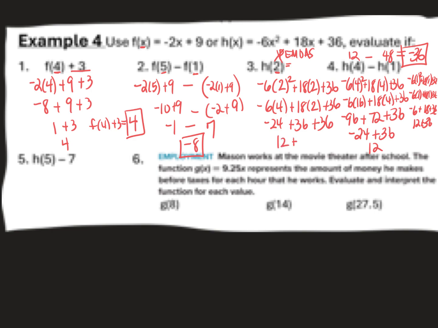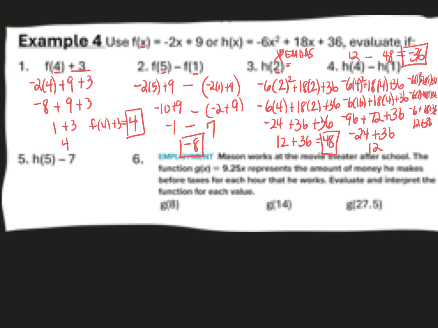12 plus 36, actually. Yeah, 12 plus 36, because negative 24 plus 36 is 12. 12 plus 36 is 48. So make sure you fix that. I did do that one incorrectly. So I've got 48 and I've got negative 36. And now I'm going to do h of 5 minus 7.